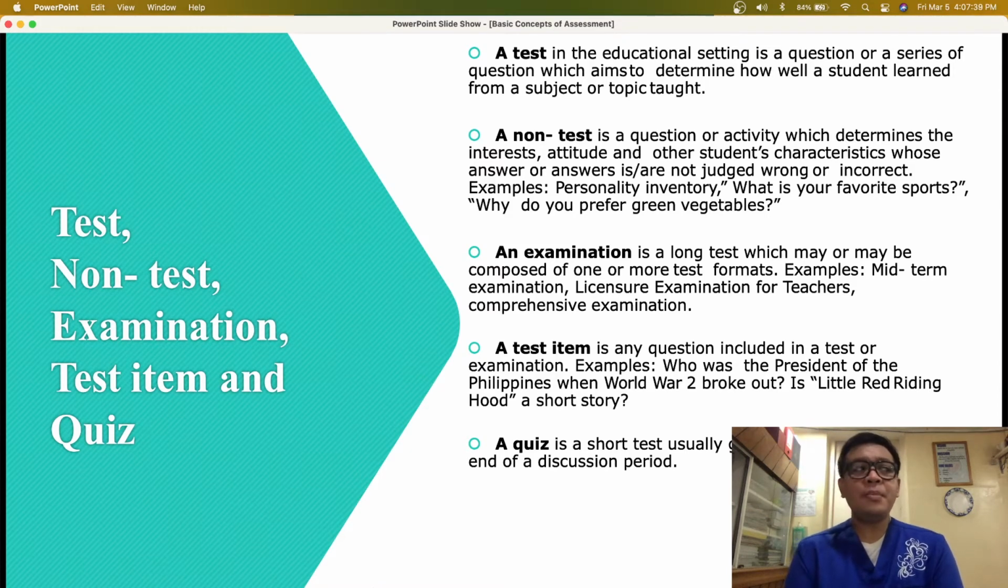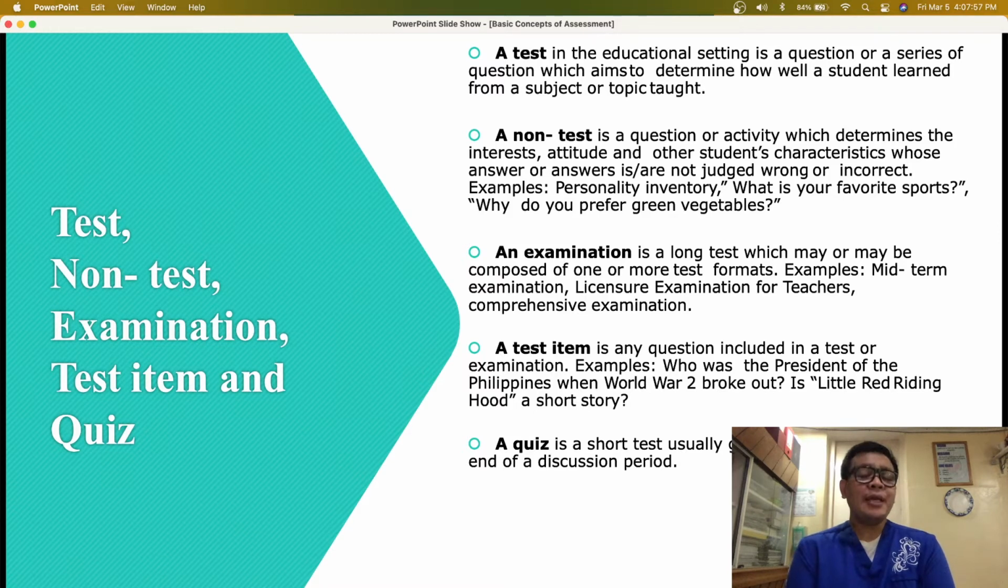Say for example, a personality inventory. What is your favorite sport? Why do you prefer green vegetables? So it's actually the whys, no? So they have to expound their answers. A test, basically, is more into the objective type.